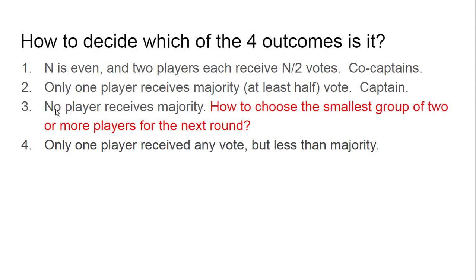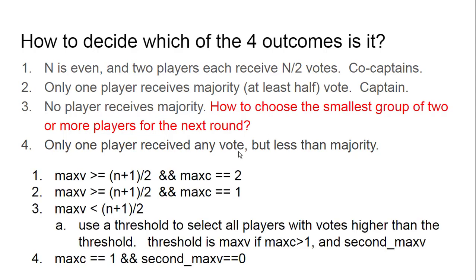And also for the case where no player receives a majority, we need to find out the smallest group of 2 or more players that will go to the next round. Maybe they will vote again. So how do we determine that? This is how I did it.